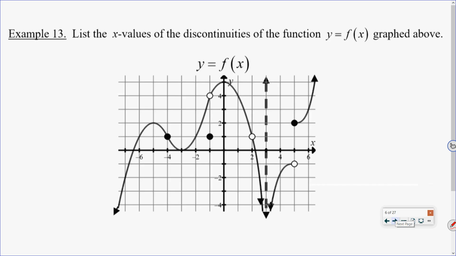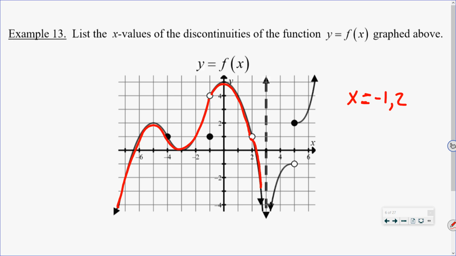Okay. So let's go ahead and name it. It says list the x values of the discontinuities. So if I go along here, the function is continuous as I travel along all the way until I get to there. Right there, I'd have to pull my pencil off the graph. So that's when x equals -1. The function is discontinuous. Okay, the next one, it's continuous all through here until I get to there. At 2, I have to pull my pencil off.